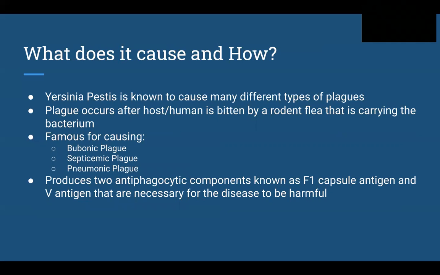And how it causes these plagues is by producing two types of antiphagocytic components known as F1 capsule antigen and V antigen that are necessary for the disease to be harmful. So without either, the disease is left handicapped, I guess you could say. It's not really active and in its strongest form. Both of these components are needed for the disease to be harmful and attack.